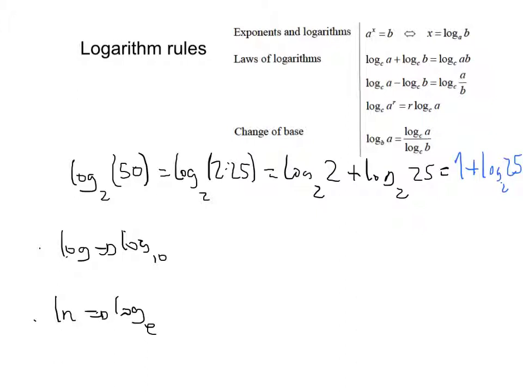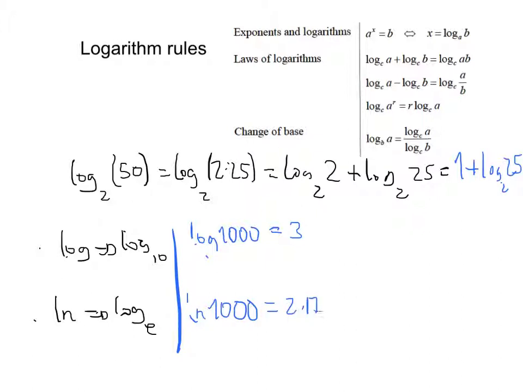So, for example, if you put log 1000 in your calculator, you're going to get 3, because 10 to the power of 3 gives me 1000. Whereas if you put ln 1000, you're going to get something very different, because it's going to be the number e, 2.718, to the power of something. This has to give you 1000. It's going to be a very different number.